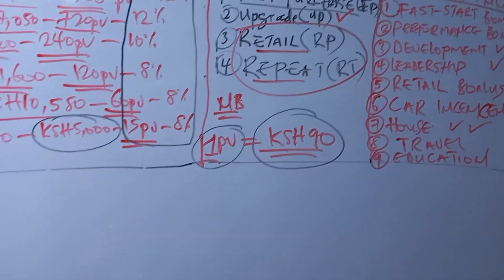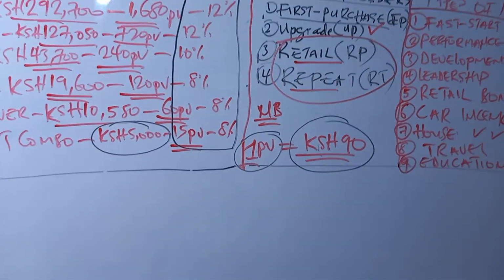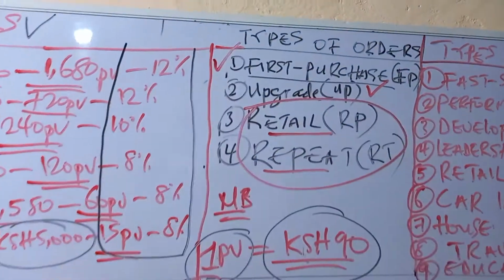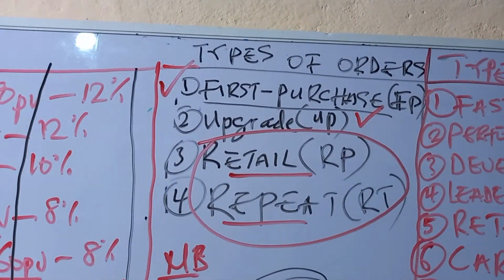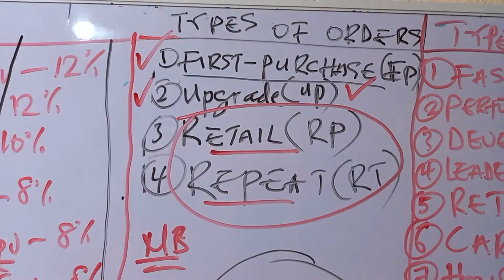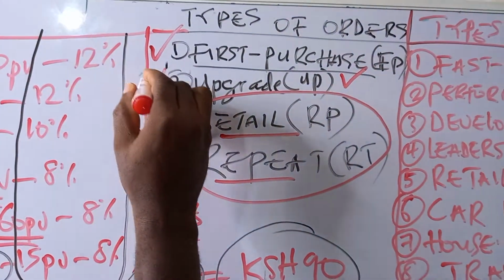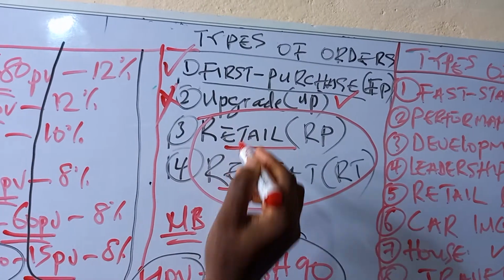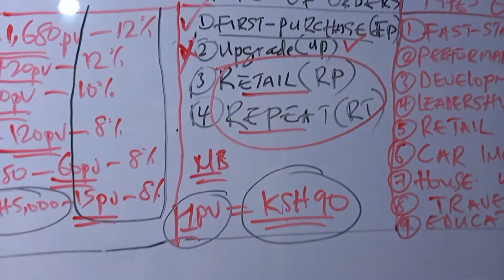Okay, that is the types of orders you have. The first time you're coming, you do first purchase. The next time you're coming, if you don't tell the stockist what you want, they will always by default do upgrade for you. But moving forward, the money is not in upgrade. The money is in retail and repeat. So our main focus is going to be there.